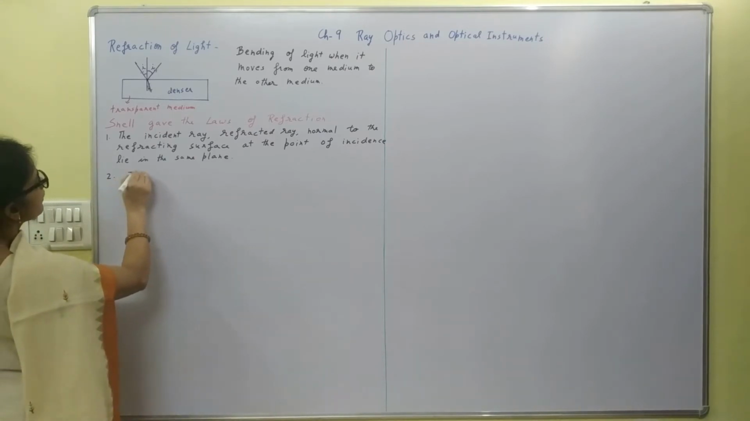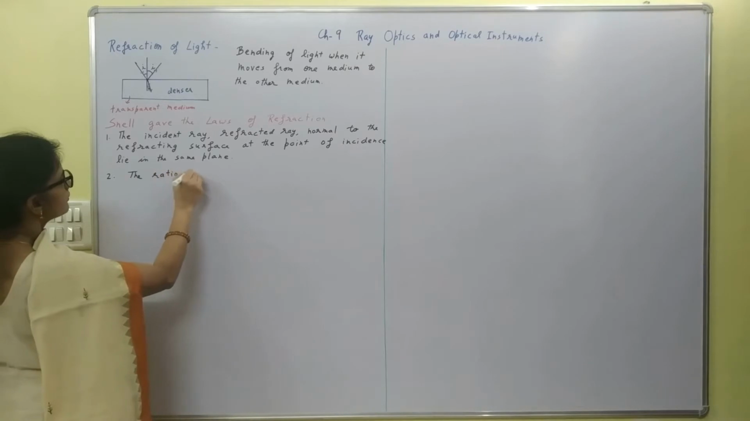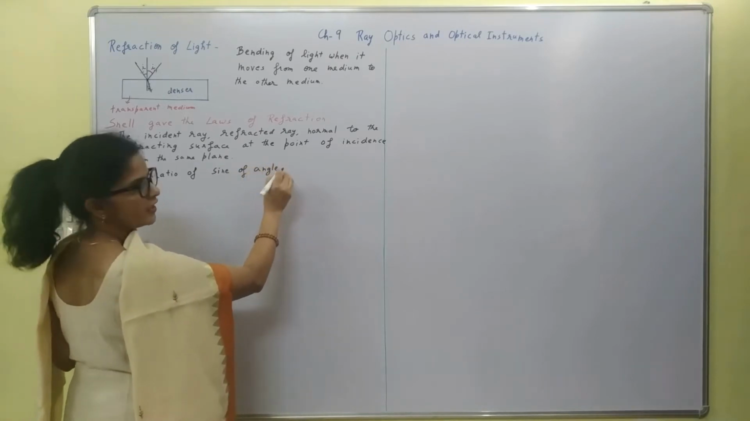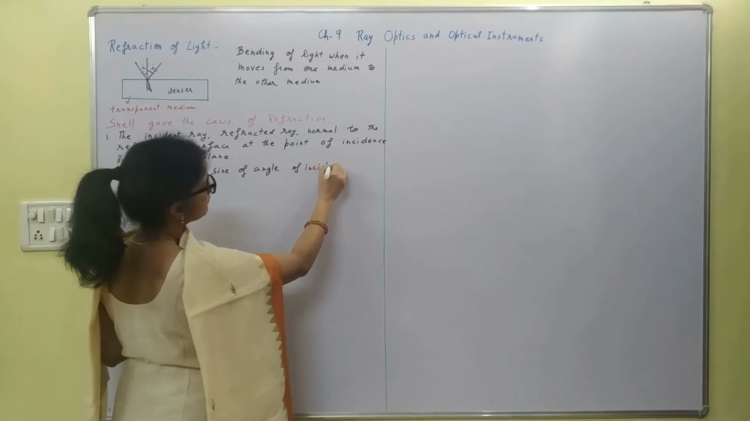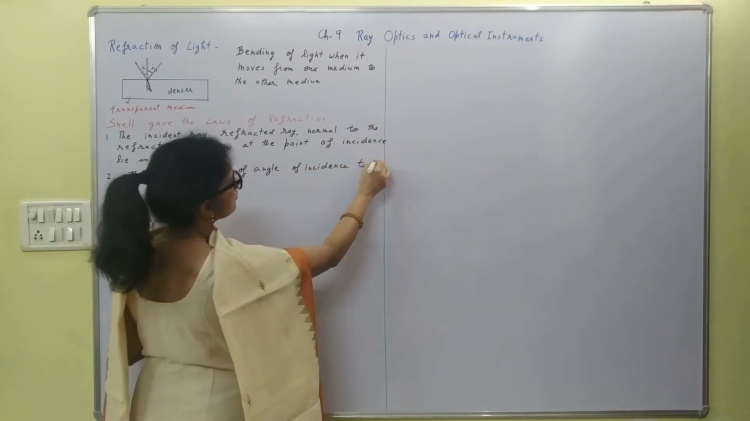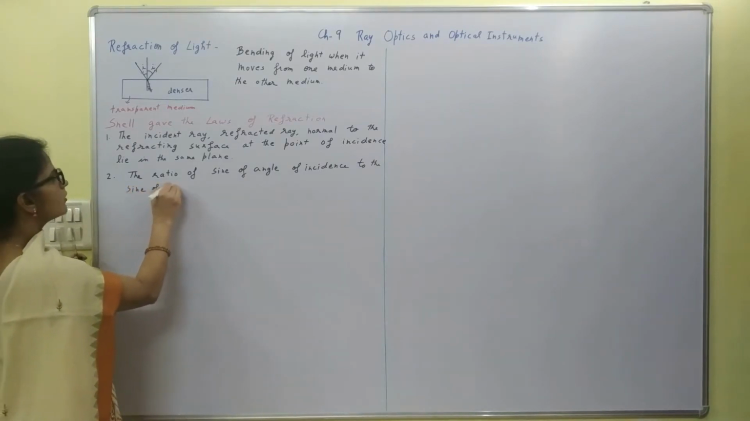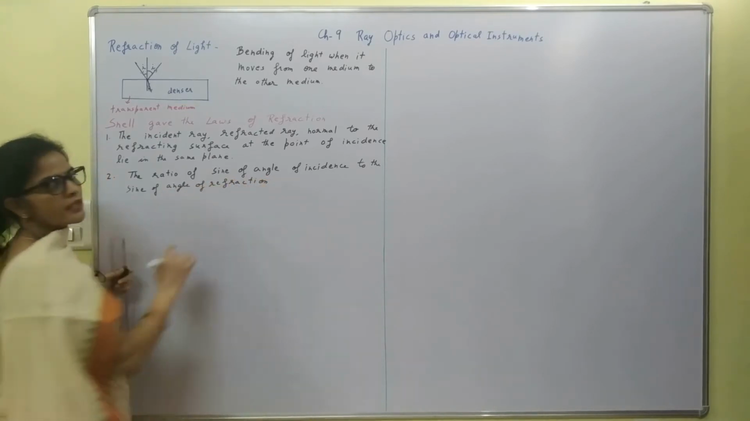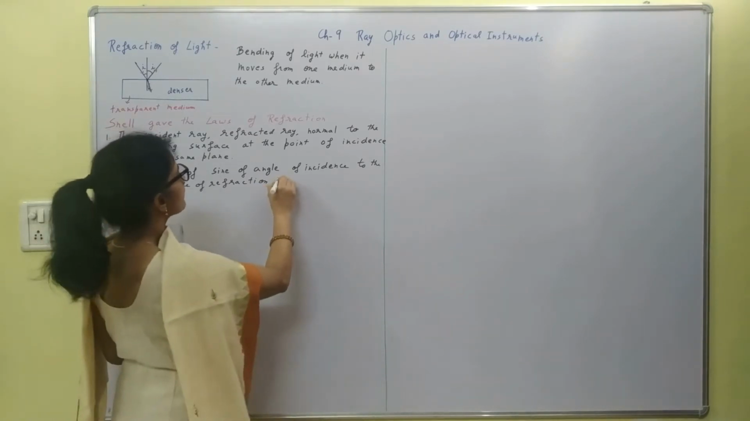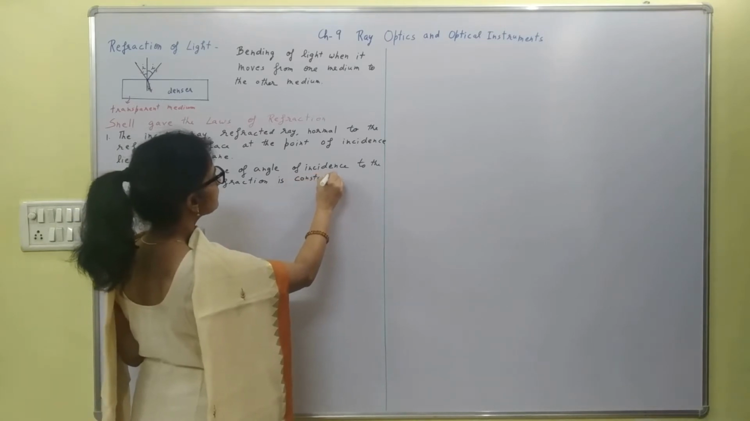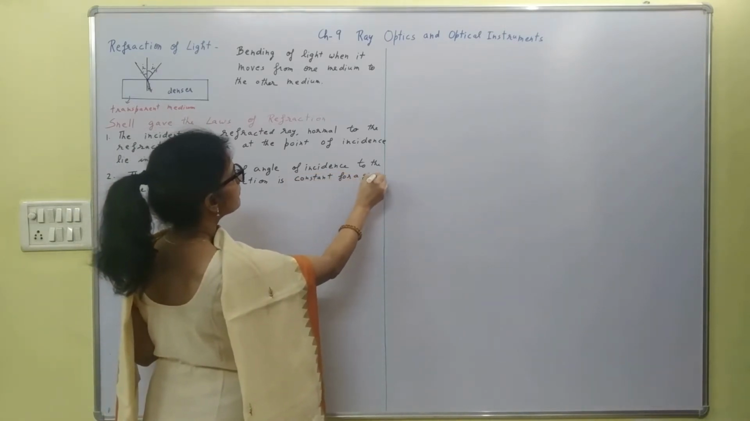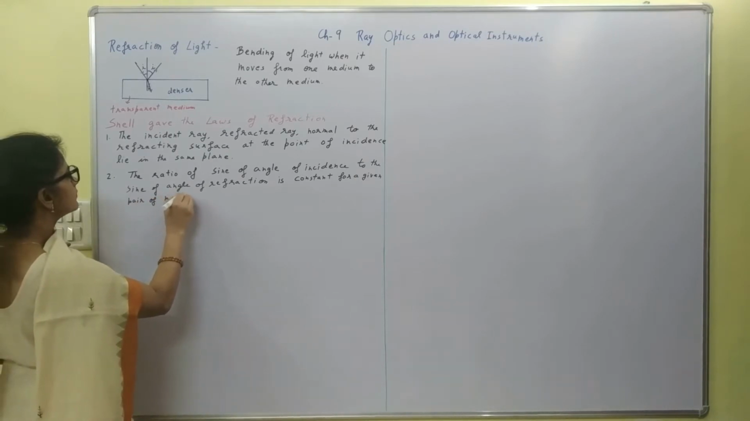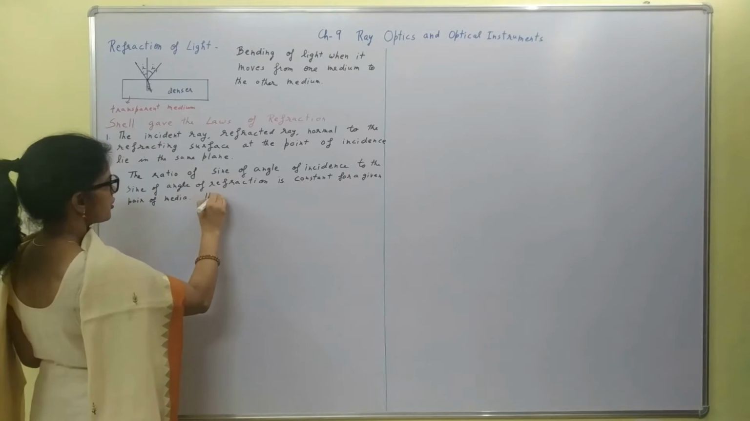Second law is the ratio of sine of angle of incidence to the sine of angle of refraction is constant for a given pair of media. This ratio is called the refractive index.